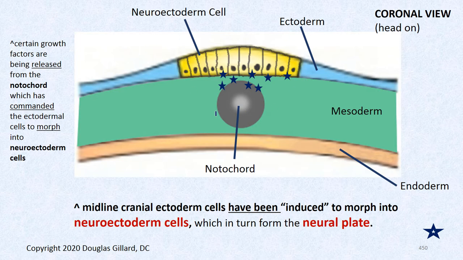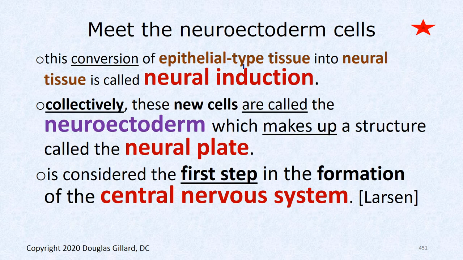All right, and this is kind of a head-on or cross-sectional view. Here's our trilaminar disc, mesoderm, endoderm, ectoderm, with a notochord here. Primitive streak is starting to regress. Primitive streak would be backwards. It would be back deep into the plane of the page, which we can't see anymore. Okay, so midline cranial ectoderm cells have been induced into neuroectoderm cells, which in turn have formed what's called the neural plate. So these cells are no longer ectoderm cells. They're called neuroectoderm cells, and they form a distinct structure, and that structure is called the neural plate.